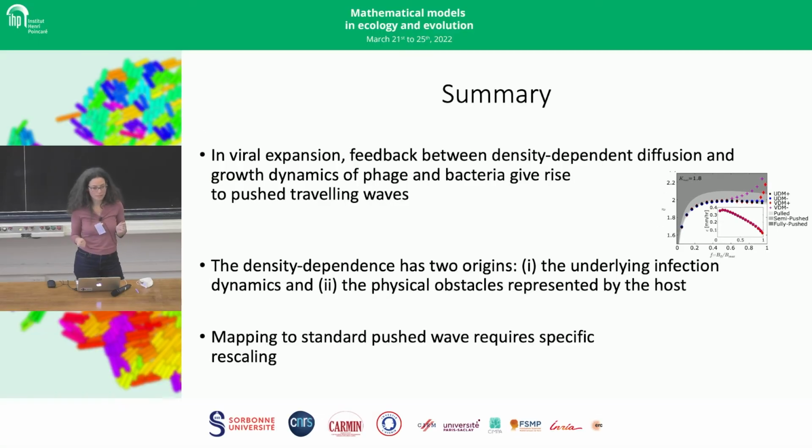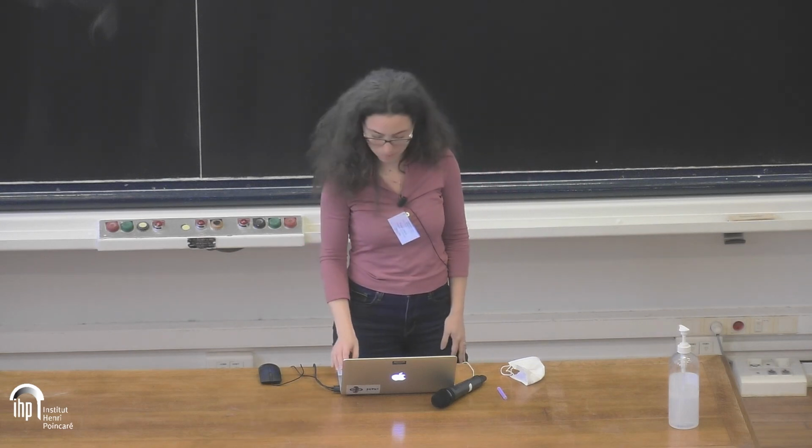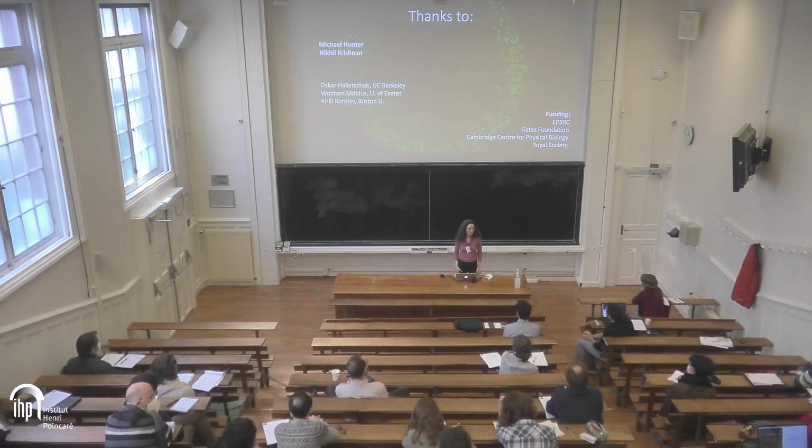This has really two physical origins. On one side, the fact that the phage is in a very crowded environment, so it has to bypass obstacles along the way. And the other origin is more due to the actual underlying infection dynamics. So it will be present also in a virus, for instance, infecting a tissue, in different conditions. And then we're still working, but it seems that there is hope to actually map these pushed waves to standard push waves that people have studied before. Thanks.